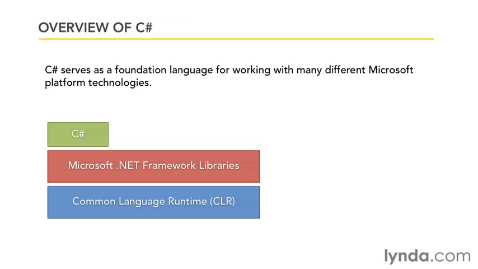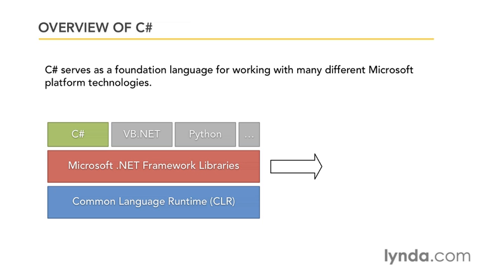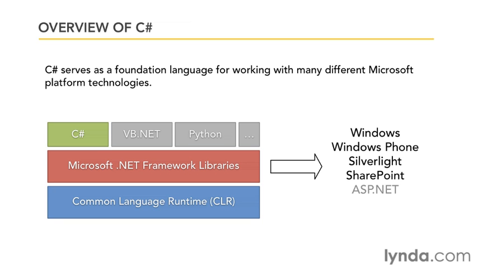But the thing about .NET is that it was designed to work with lots of languages. There are other languages like VB.NET, such as Visual Basic or Python and so on. But we're not going to concentrate on those. We're going to be using C Sharp throughout this course. What this allows you to do is use one language to target many different platforms. So using C Sharp and .NET, you can build applications that will run on Windows, Windows Phone, Silverlight, SharePoint, ASP.NET, Xbox, and a whole bunch of others. So just by learning this one language, you can build applications that run in many, many different places.